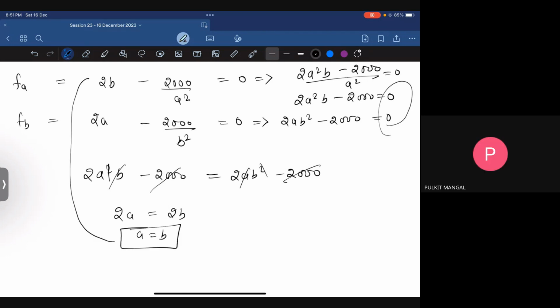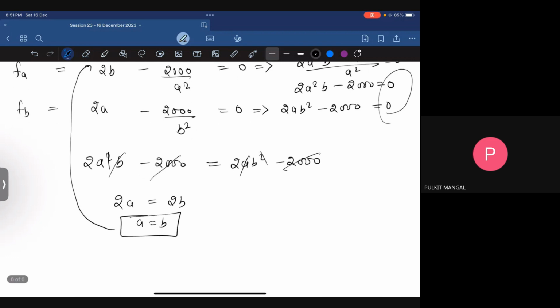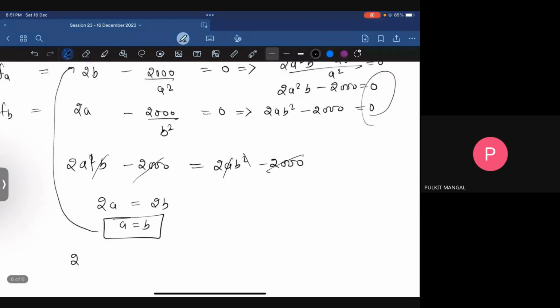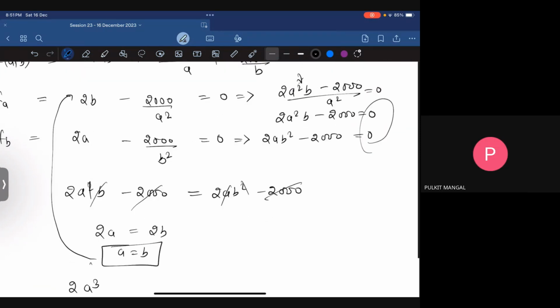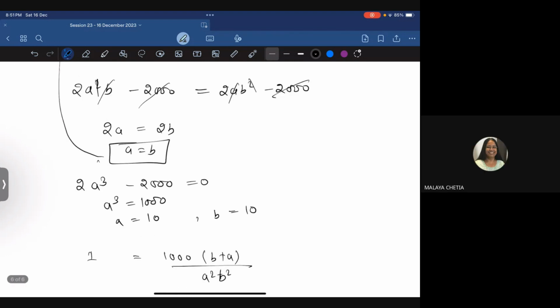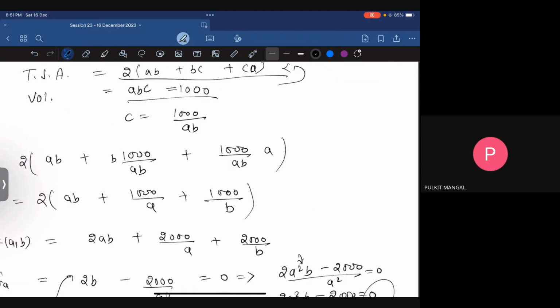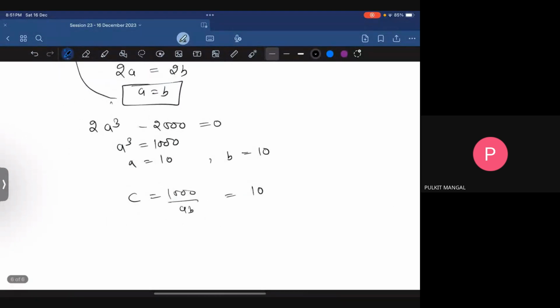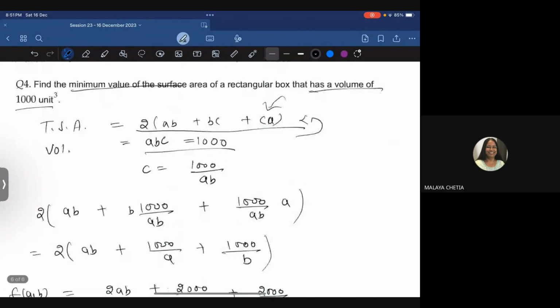Yes. Now put it in any one of the equations. So let's put it here in the simplified version. We got 2a cube minus 2000 equal to 0. It is a cube equal to 1000, a equal to 10. So b would also become 10, and my c was 1000 by ab, so that is also 10. It's a cube.